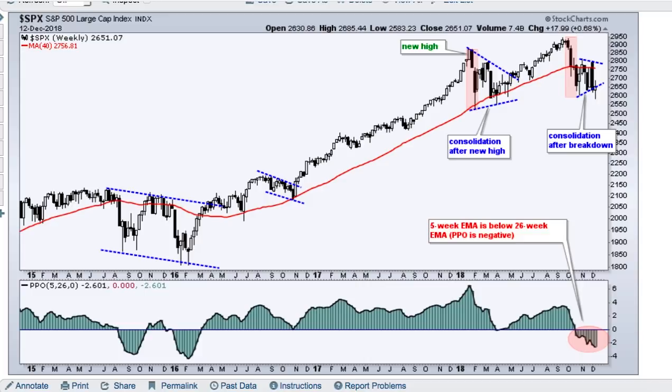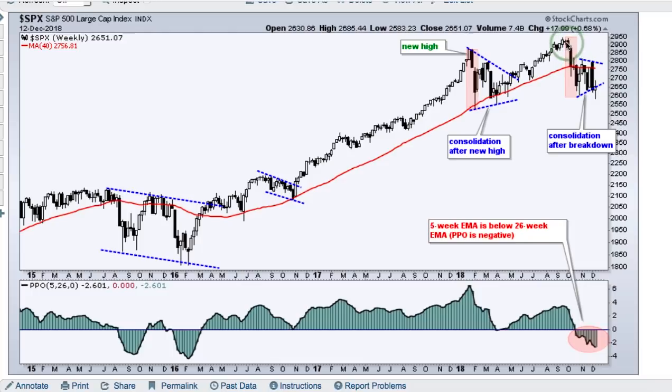All right. So when I look at this chart for the S&P 500, I clearly see more bearish evidence than bullish evidence. All right. So first, if you look here, we had this massive advance in 2017, and then we had a triangle consolidation. So a consolidation after a big advance or after a new high is a bullish continuation pattern. And we got the breakout there and the move to new highs. All right. But now we've got something different happening. Instead, we've got a breakdown and we've got a continuation pattern.